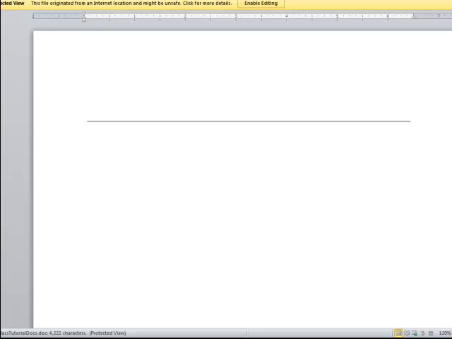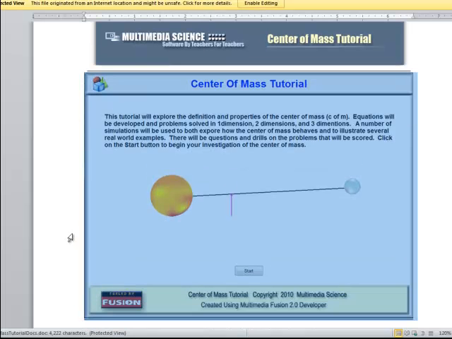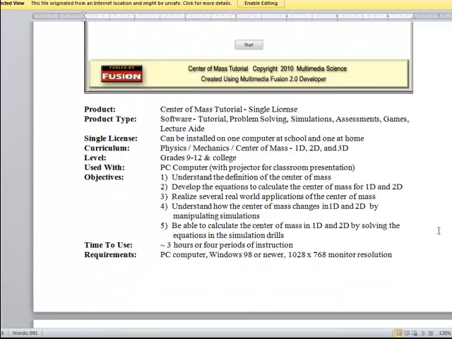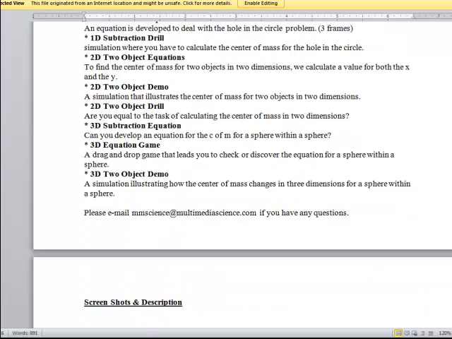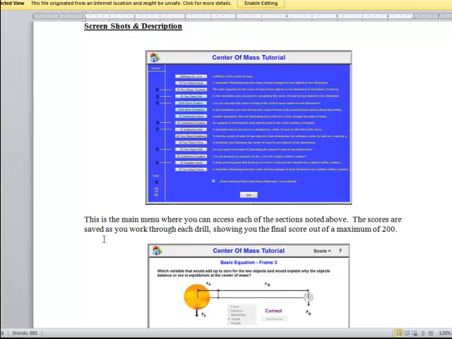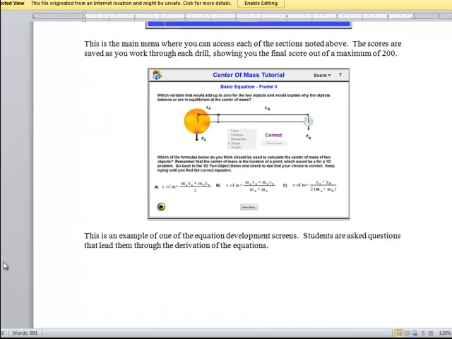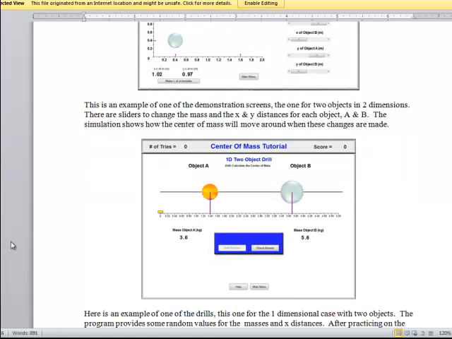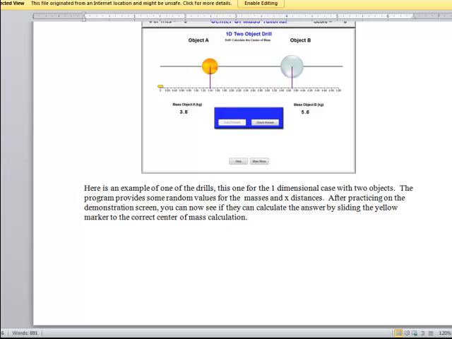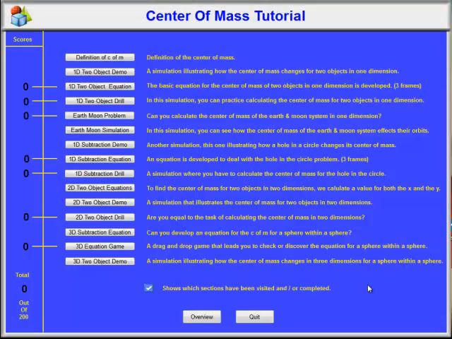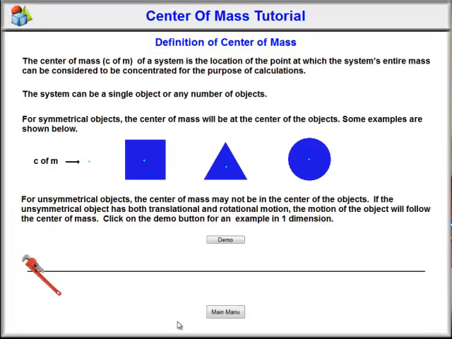Here's a brief overview that's available as a Word document, so you can just see the list of screens and briefly what they are, and then it talks about some ideas on how you might go about using the various drills and demonstrations. So let's pick out a few screens to look at. I don't think we would want to go through every single one of them, but let's first of all look at what the definition of the center of mass is.